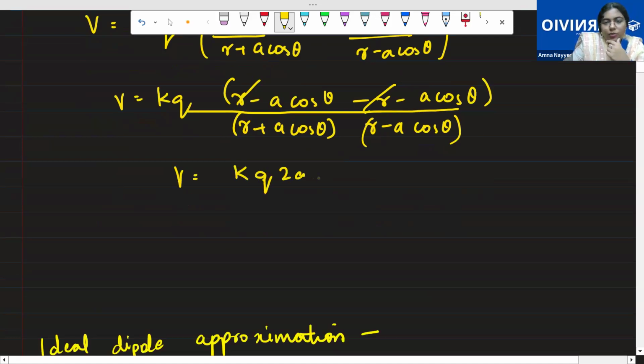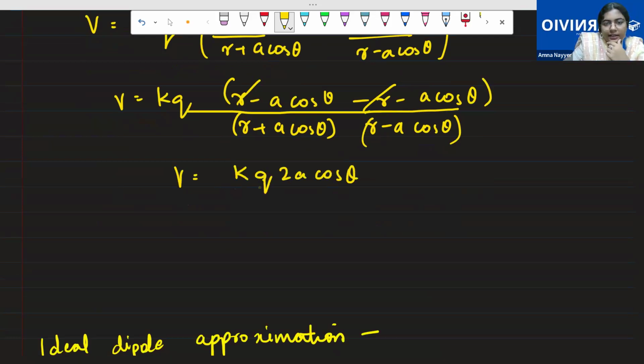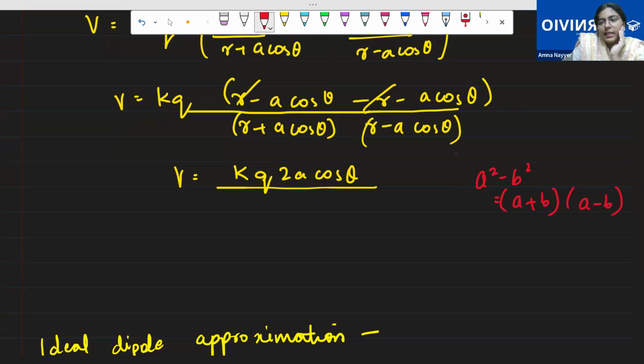KQ 2A cos theta divided by, can anyone identify? There's an identity here, if we can replace here. Any identity you can think of? A square minus B square. Yes, A square minus B square is equal to A plus B into A minus B. Okay. So KQ, this will be R square minus A square cos square theta. Anisa, what is this? Q into 2A.